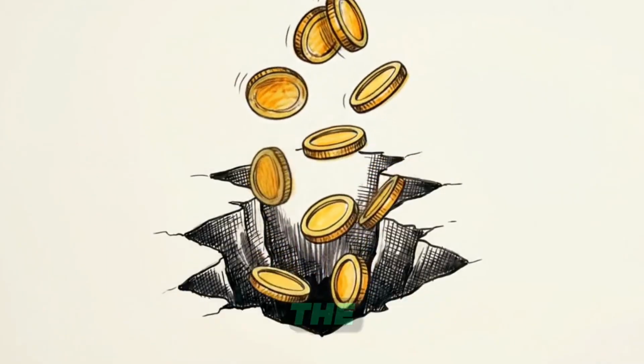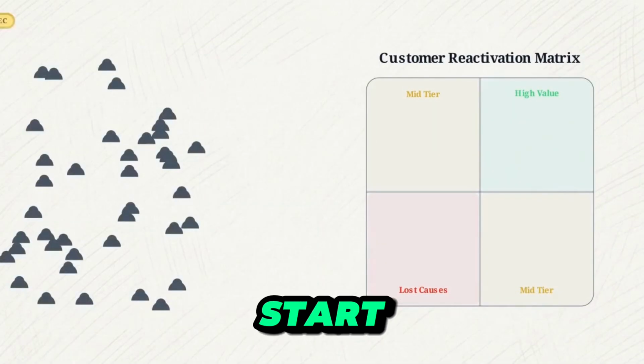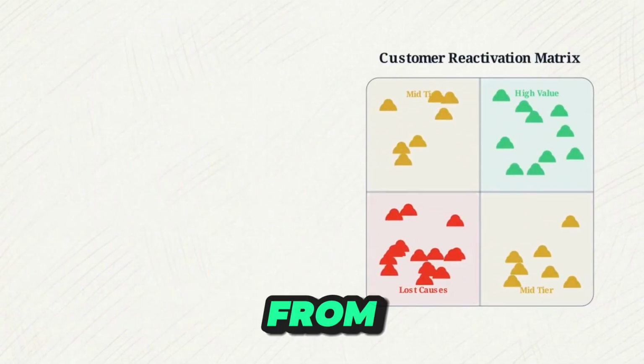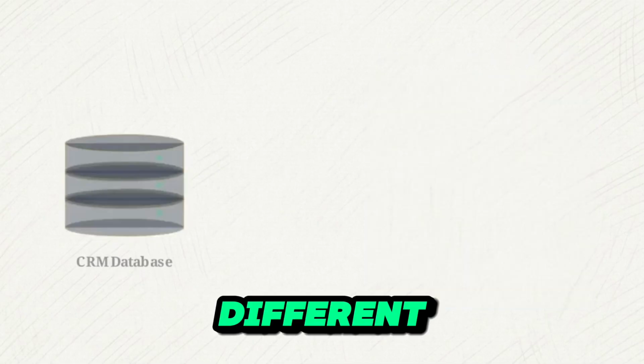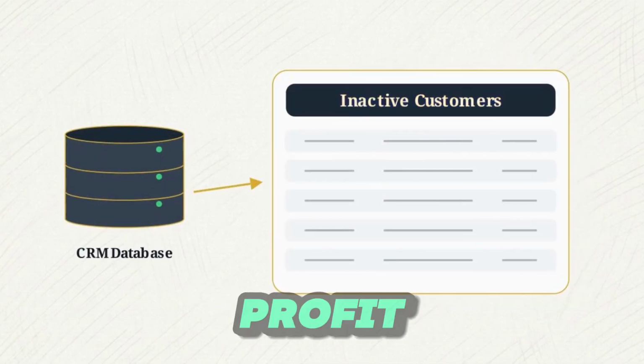Now we introduce the big three metrics. Looking at this spreadsheet mockup, we start by adding a column for historical order frequency. Someone who bought from you 10 times in the past is different from someone who bought once. Next, we add a column for total past profit.